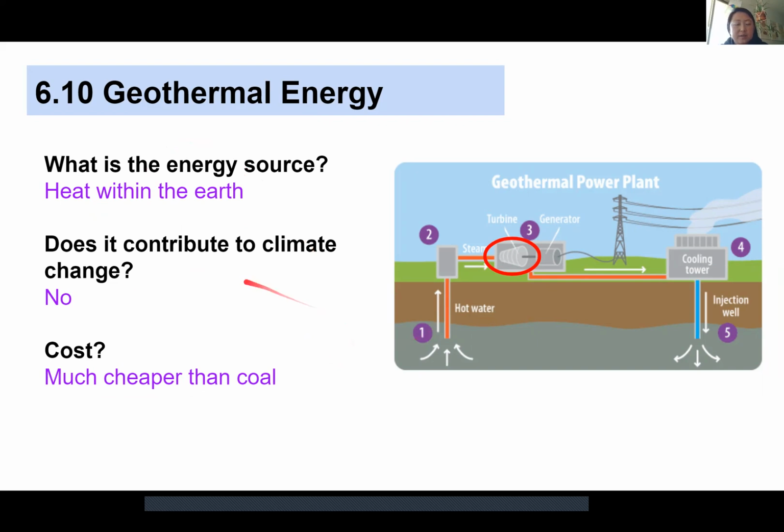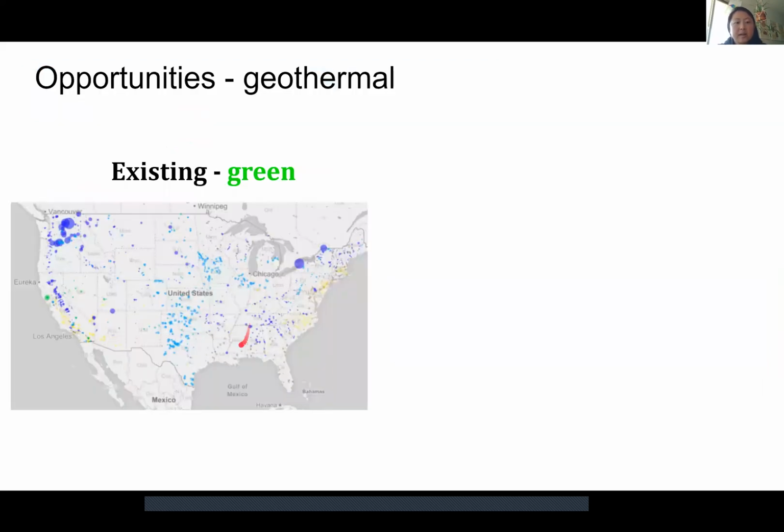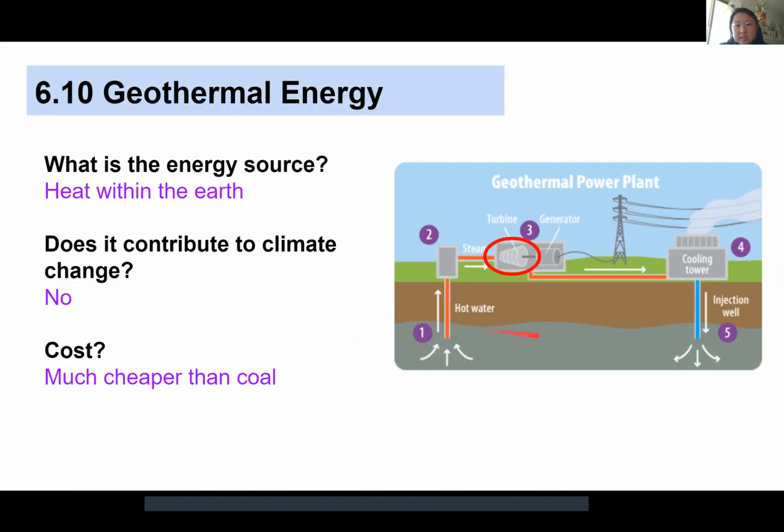So essentially, I'll show you a map. Right now, focusing on the green, there exist certain places, especially in California, that have started harnessing geothermal energy. You can see places where there's a lot of tectonic activity, there is heat being released from the earth. And so then you build a power plant on top of those places, capturing that heat and funneling that heat into a place where it can turn the turbine, which then generates electricity.